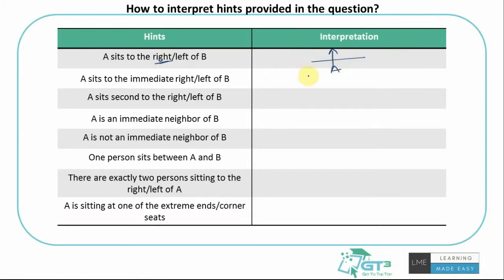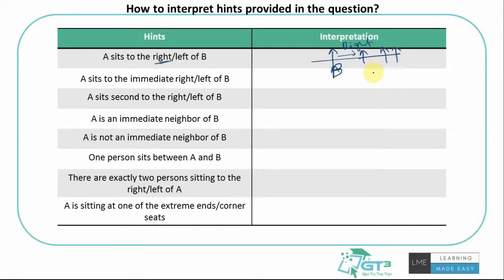A sits to the right of B. So okay, I have to take B. A is sitting to the right of B. I know that this is where B is, facing north. So this is the right side, right? So A could be sitting anywhere to the right of B.